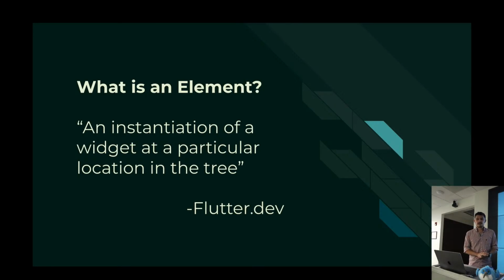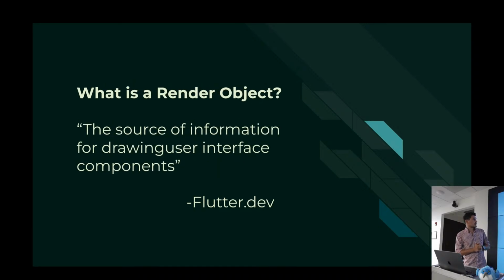So what is an element? While the widget is an immutable description of a piece of UI, an element is an actual instantiation of a widget at a particular location in the tree. And what is a render object? A render object is actually the source of information for drawing user interface components. Render objects are typically really expensive to start up and destroy because they hold so much information about how you actually lay out the logic. So part of using these 3 trees will actually get us some performance gains, which we'll see in a second.